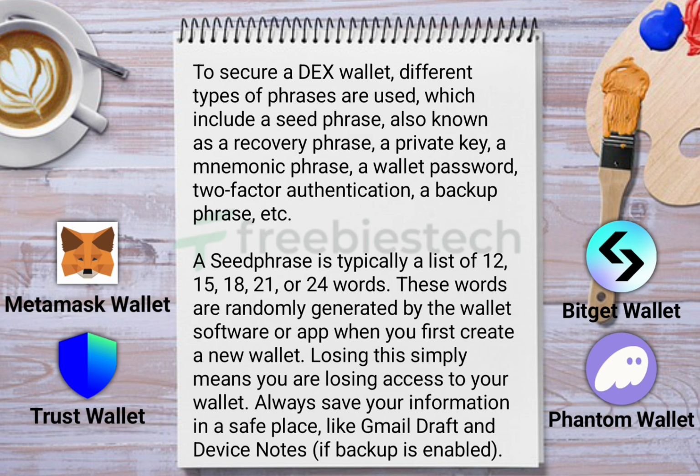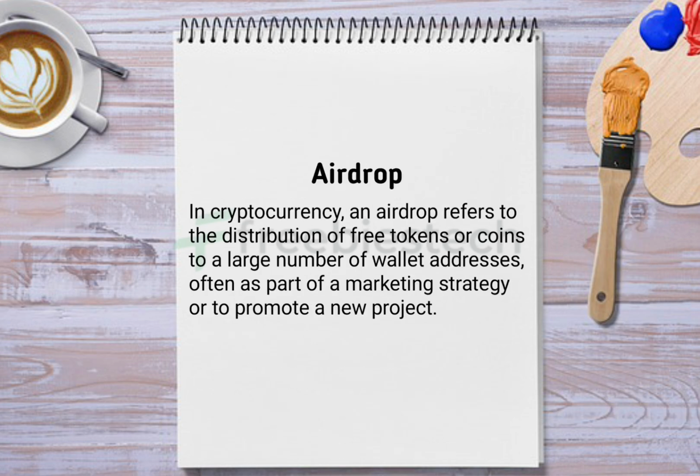To secure a DEX wallet, different types of phrases are used, which include a seed phrase, also known as a recovery phrase, a private key, a mnemonic phrase, a wallet password, two-factor authentication, a backup phrase, etc. A seed phrase is typically a list of 12, 15, 18, 21, or 24 words. These words are randomly generated by the wallet software or app when you first create a new wallet. Losing this simply means you are losing access to your wallet. Always save your information in a safe place, like a Gmail draft and device notes. Having known that, let's talk about airdrops.